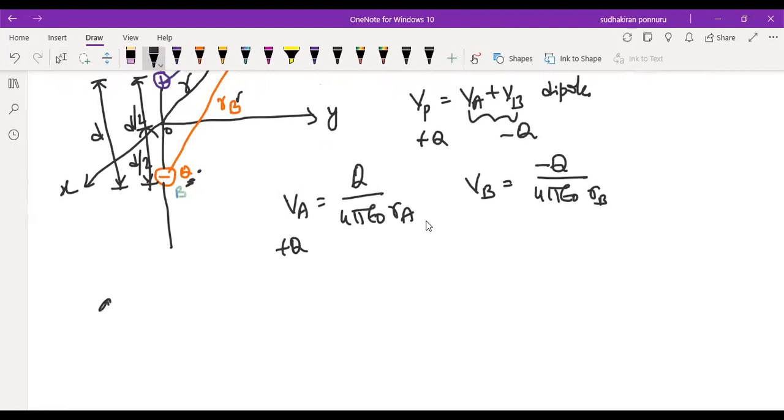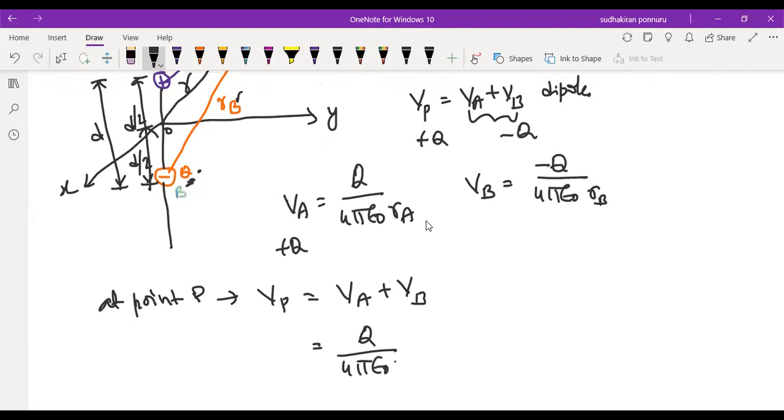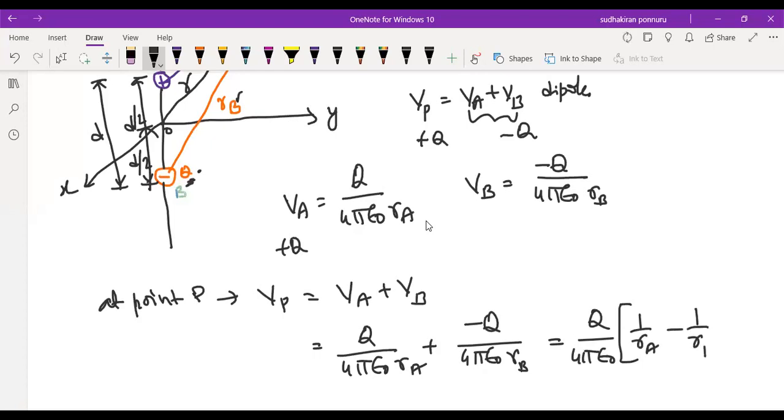And now at point P, we have to write VP, which is equal to VA plus VB. So VA is Q divided by 4 pi epsilon naught RA, plus minus Q divided by 4 pi epsilon naught RB. If I take Q as common, it is Q divided by 4 pi epsilon naught times 1 by RA minus 1 by RB.